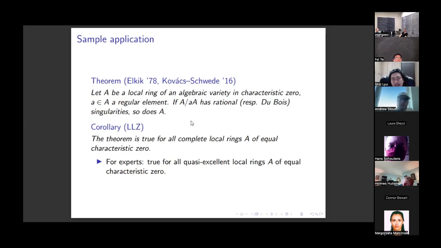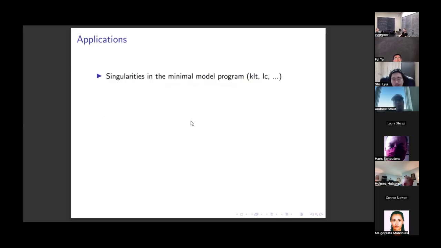So this is our one sample application. Next, I will list some applications that are already being considered. So rational singularity and Du Bois, I just mentioned. You can also consider singularities in the minimal model program, such as KLT and LC, which is Kawamata log terminal, log canonical. Whatever they are, again, our framework will not require you too much understanding of these. You can formally deduce the result back to the variety case. You just need to know maybe its definition, some of its characterizations, and then you can do formal stuff.